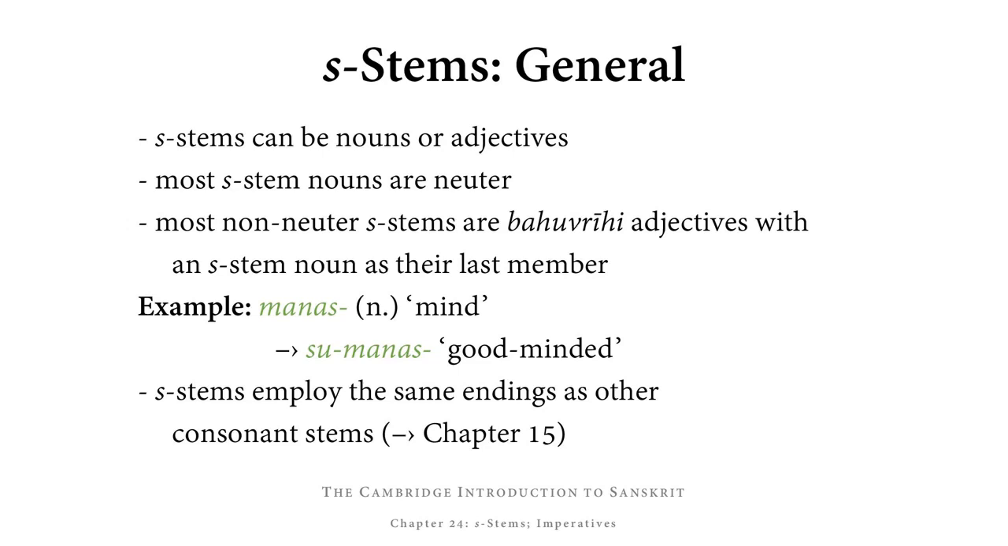So for example, on the basis of the neuter S stem noun manas, meaning mind, we get the bahuvrihi adjective sumanas, literally meaning someone whose mind is good, and therefore good-minded or benevolent. S stems employ the exact same endings as other consonant stems, which we were introduced to in chapter 15. However, we do need to look at S stems separately because of the internal sandhi patterns that they display.